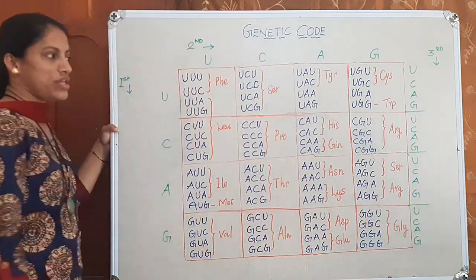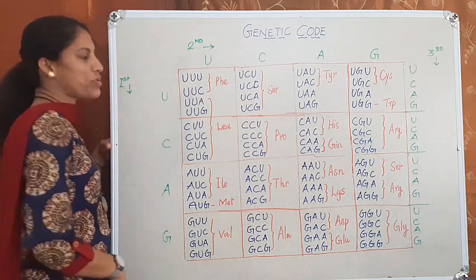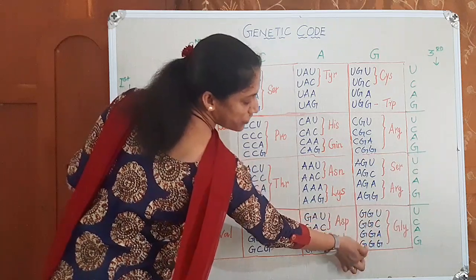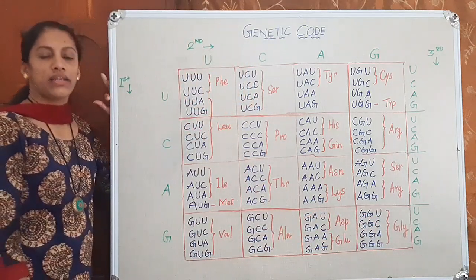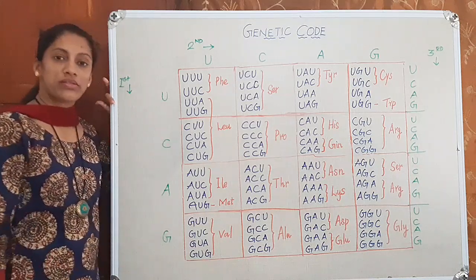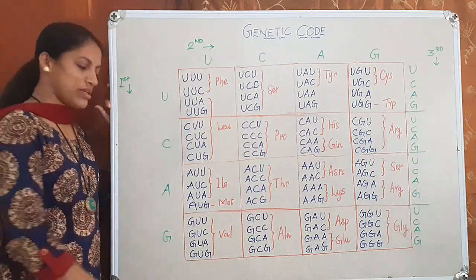The name arginine you are familiar with, where histone proteins are rich in lysine and arginine, as you have studied. Then these 4 are glycine. Just count how many different amino acids are there. 20 different amino acids are there.